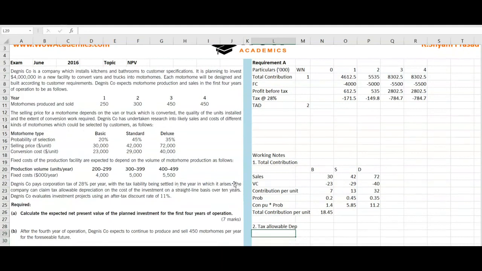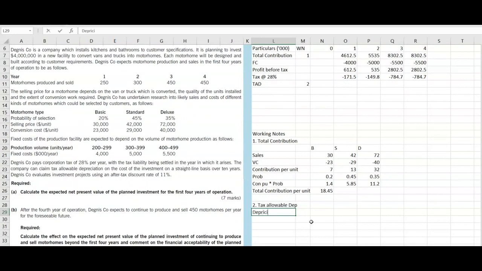So we have to read the data for it. The company can claim tax allowable depreciation on the cost of the investment on a straight line basis over 10 years. So the depreciation we have to calculate first, depreciation per annum. So depreciation per annum works like this. We have to find out what's the cost of the investment. So the cost of the investment is 4,000 minus any scrap value. There's no scrap value in this problem, so it should be 0. And this has to be solved in a bracket, and then divided by the number of years. Number of years is 10 years. So this will give you the depreciation. So I'll work it out here.